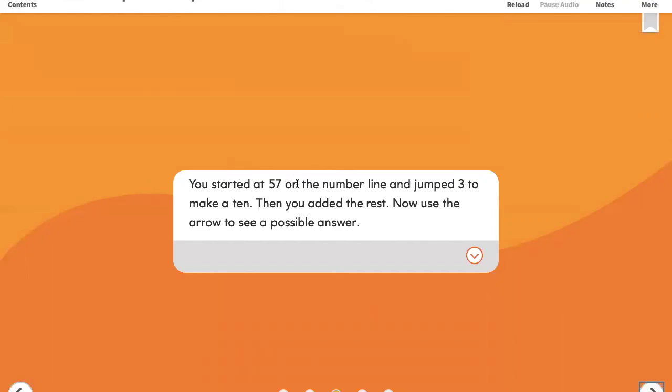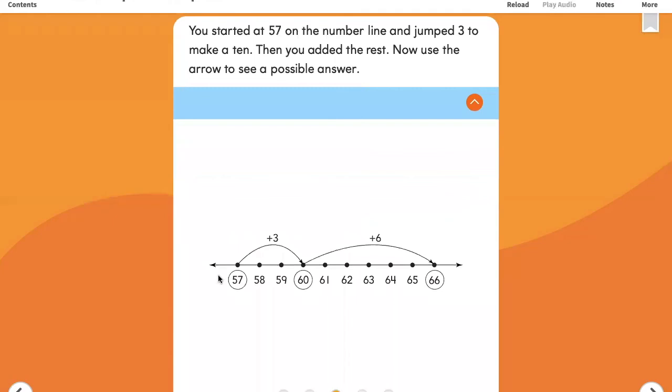You started at 57 on the number line and jumped 3 to make a 10. Then you added the rest. Now use the arrow to see a possible answer. And there we go. We added our 3 to give us 60 and added 6 to give us a total of 9.